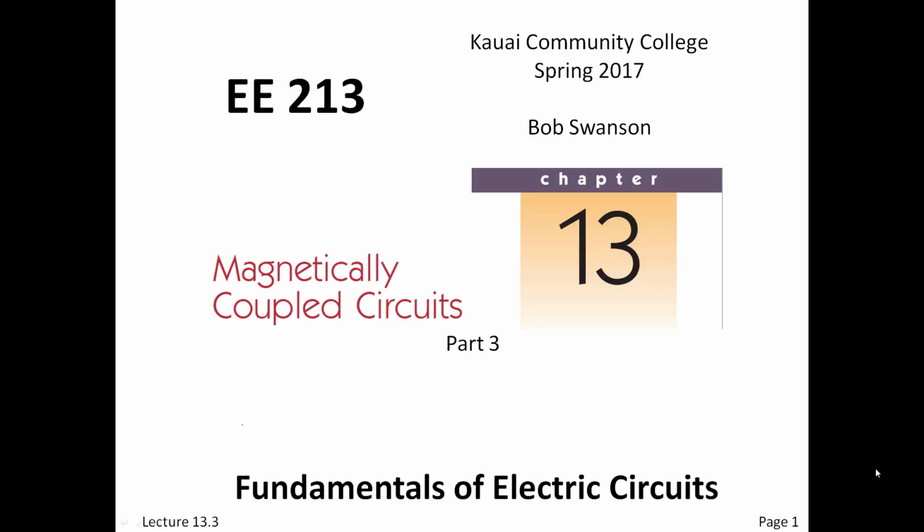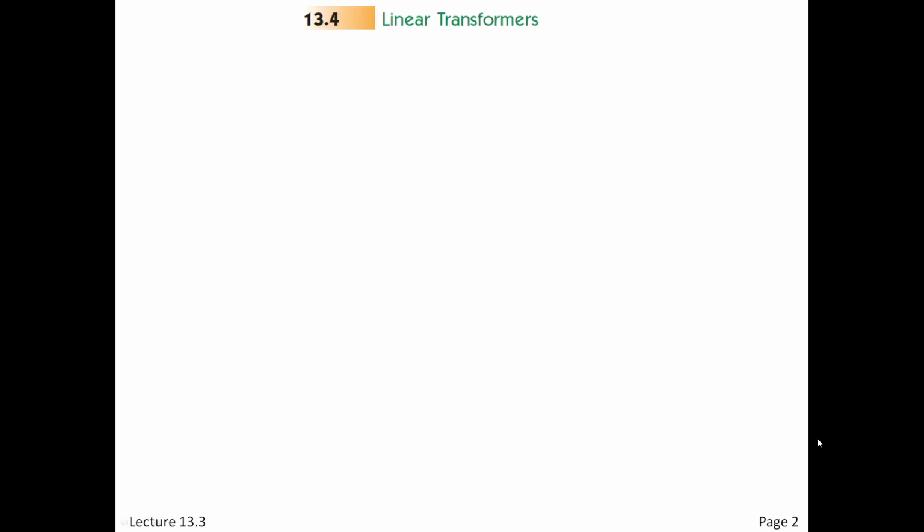All right, part 3 of chapter 13 on magnetically coupled circuits. Today we're going to complete the chapter talking about probably the most common form of magnetically coupled circuits, and that is transformers. So let's get right to it.